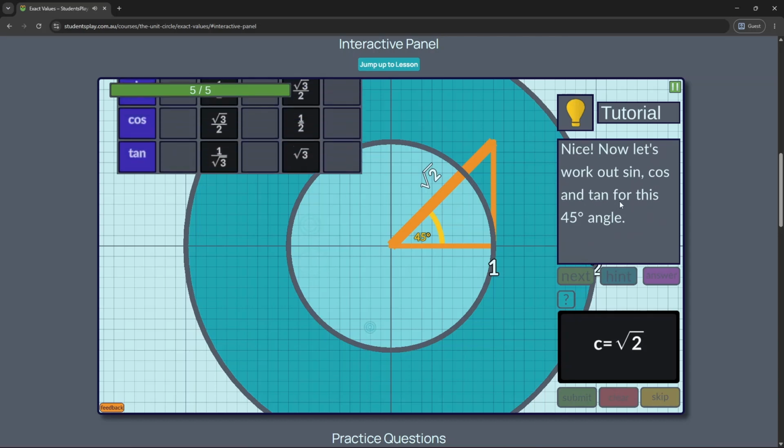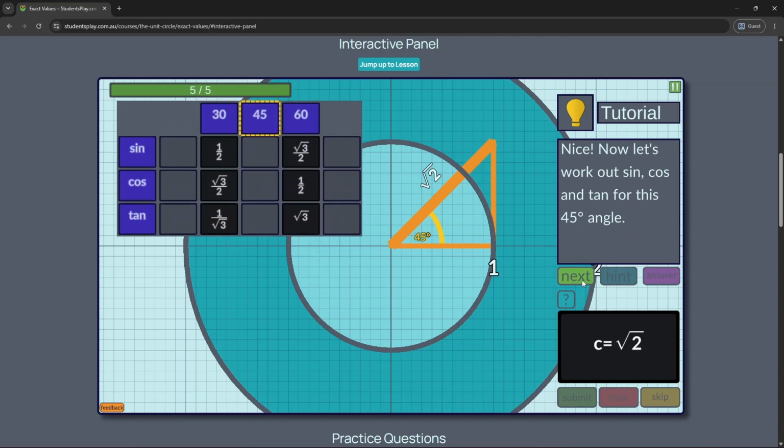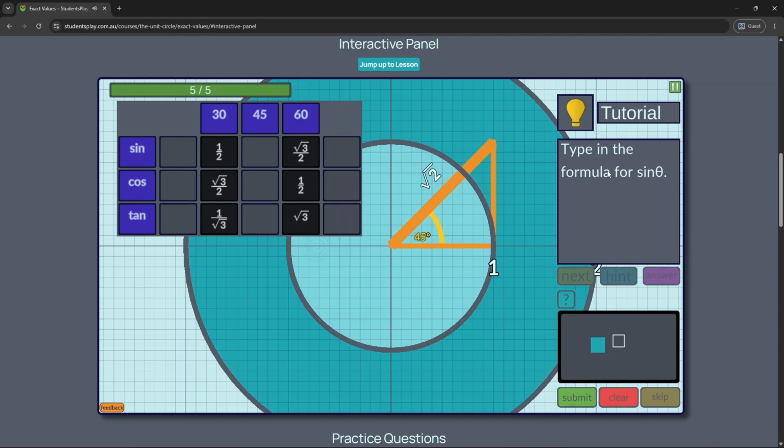Now let's work out sine, cos, and tan for this 45-degree angle. Type in the formula for sine theta. So sine theta equals opposite over hypotenuse. Replace the things. So our theta now is 45 degrees. Our opposite to the 45 degrees is this one, which we said was 1. And then the hypotenuse is this guy here, and that is square root of 2.